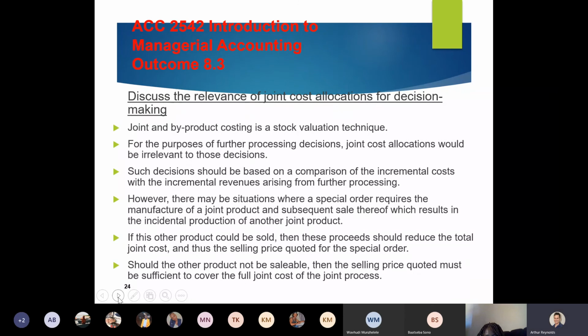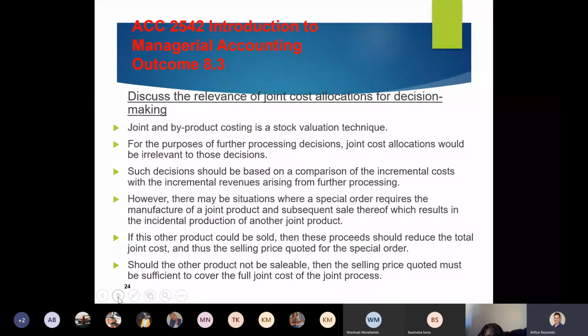So the relevance of joint cost allocation for decision making. As I mentioned, joint and byproduct costing is a stock valuation technique. It is one of the techniques, along with process costing, job order costing, and also standard costing, that we use depending on the nature of our business. For the purpose of further processing decisions, joint cost allocations would be irrelevant to the decision.